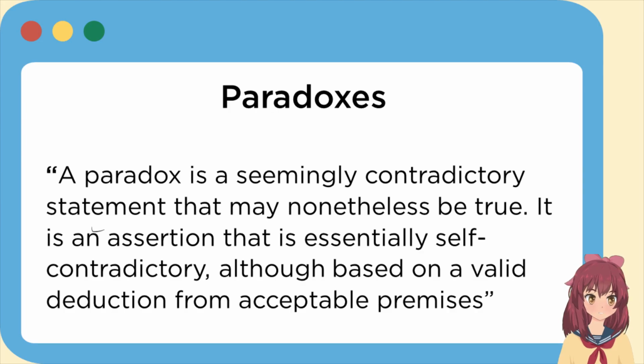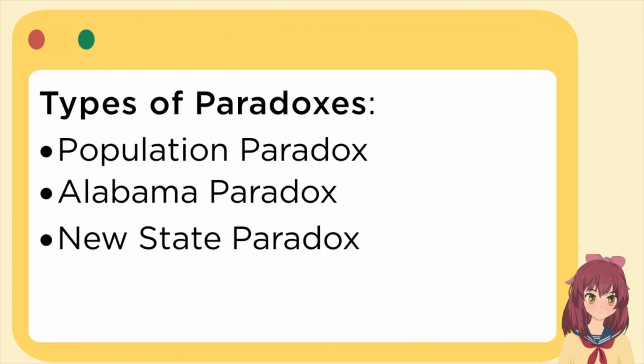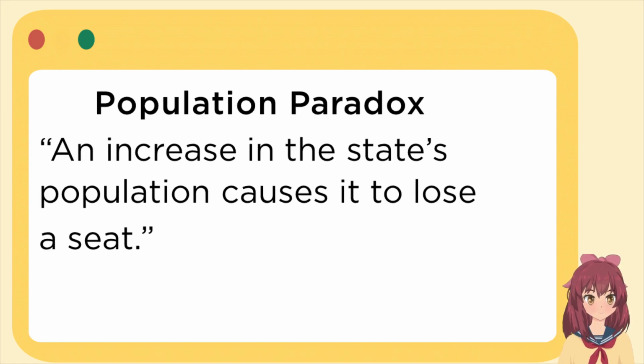Next, we are going to discuss about the paradox, wherein it is just the contradictory statement na pwedeng maging true since it is based on a valid deduction from acceptable premises. So, papasadahan lang natin itong types of paradoxes na meron tayo, namely the population paradox, the Alabama paradox, and the New State paradox. So, when we say population paradox, it basically means na merong increase sa population ng state, kaya mababawasan yung seat allocation niya. Yun yung paniniwala sa population paradox.